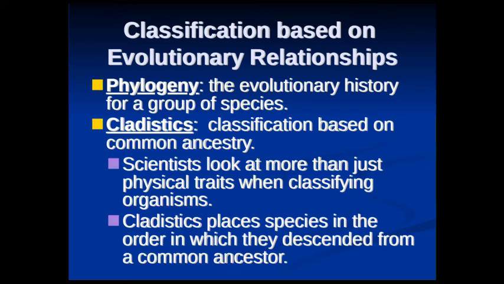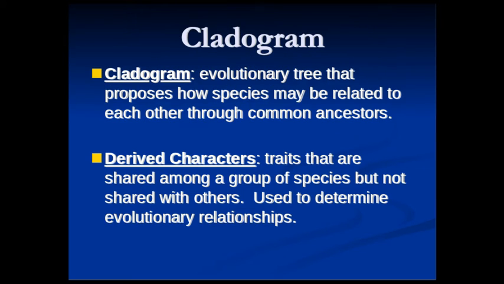And when we look at our phylogeny, okay? A cladogram is like an evolutionary tree diagram, and it shows how species may be related to others based on a common ancestor. And we use something called derived characteristics. It's a vocab word you need to make sure you know. These are traits that are shared among a group of the species, but not shared amongst all of them. It could be legs, or lungs, or an amniotic egg. Whatever it may be, you'll see when we get into them. But we use them to determine their evolutionary relationships.